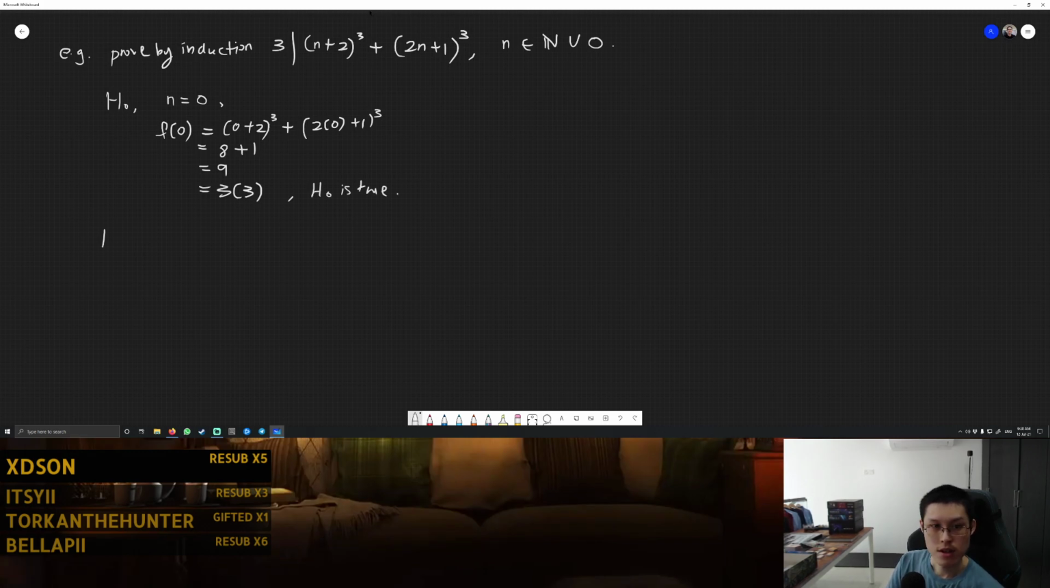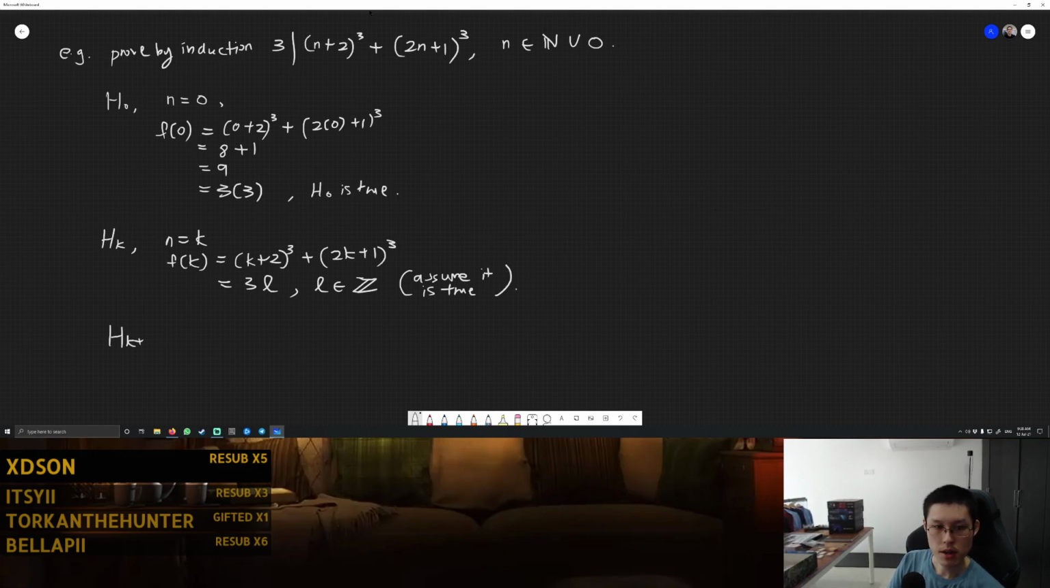Cool. Then we're going to do Hk. Hk is when n is equal to k. So f(k) is going to be equal to (k + 2) cubed plus (2k + 1) cubed. And we're going to assume that this is in fact equal to 3L, where L is some positive, oh, well, it doesn't have to be positive. L is some integer. So we're going to assume it is true.